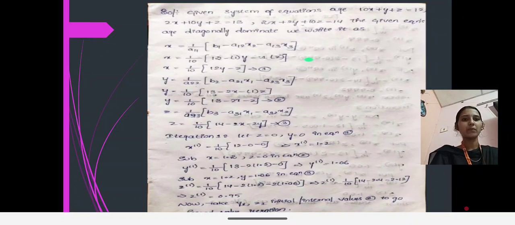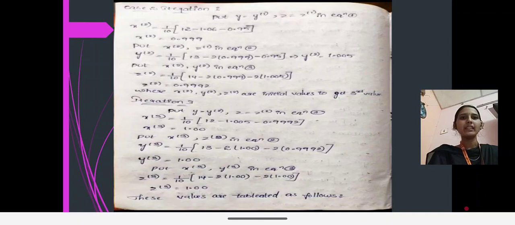Substitute x equals 1.2, y equals 1.06 in equation 3. z power 1 equals 1 divided by 10 into 14 minus 2 into 1.2 minus 2 into 1.06. Then we get the z power 1 value equals 0.95. Now take x1, y1, z1 as initial values to get iteration 2. Iteration 2: put y equals y power 1, z equals z power 1 in equation 1.